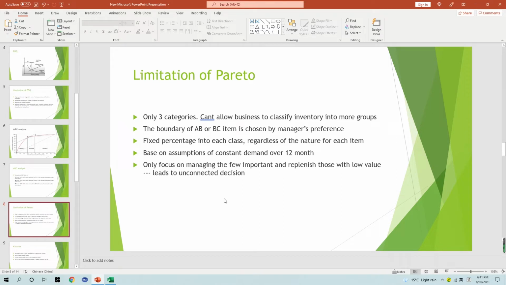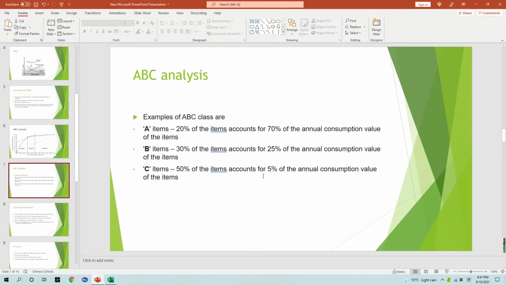They just neglect the less valuable items. But as you can tell, in group C, although they count for 5% of the annual consumption value, over 50% of the inventory is classified as group C. But if you only focus on group A, you're going to waste 50% of the space, not using it as much. That's why it's not ideal to neglect those less valuable items.